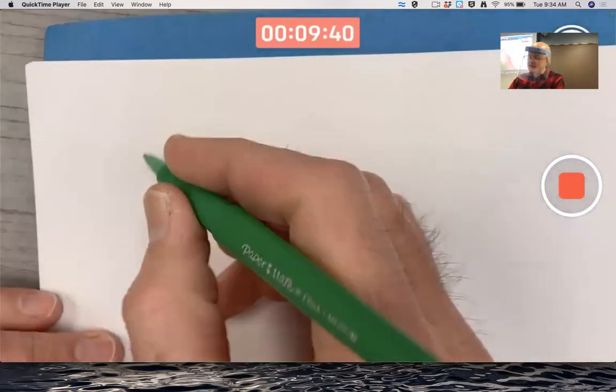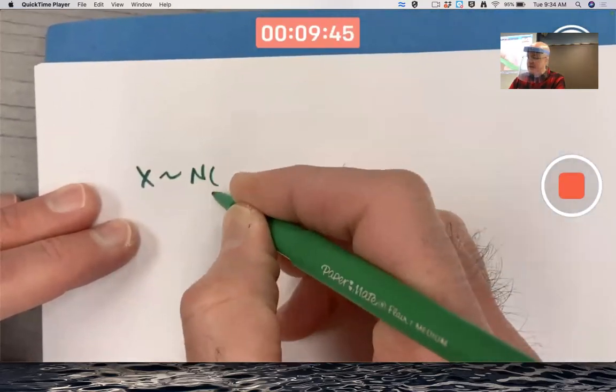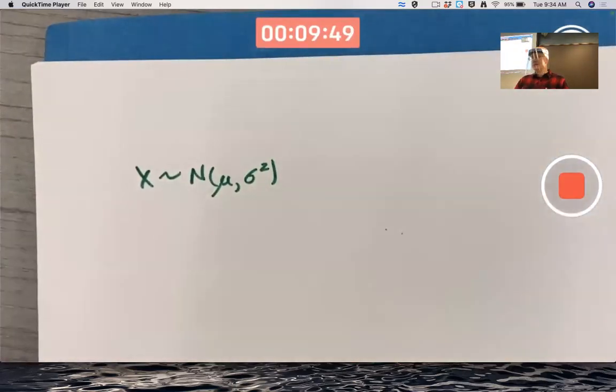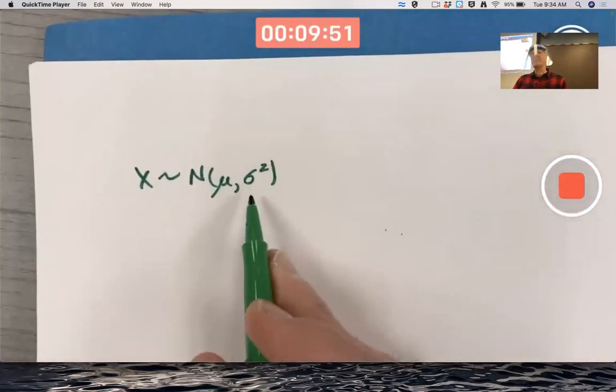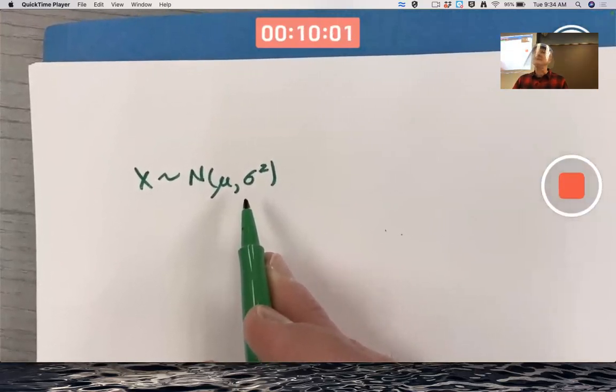So X is normal with mean mu and variance sigma squared. Once again, I emphasize our textbook puts the variance there, but some textbooks put the standard deviation in that second spot. If you're doing it in the abstract and you write it as sigma squared, it's understood to be the variance. And if you just wrote it as sigma, then it would be understood to be the standard deviation.